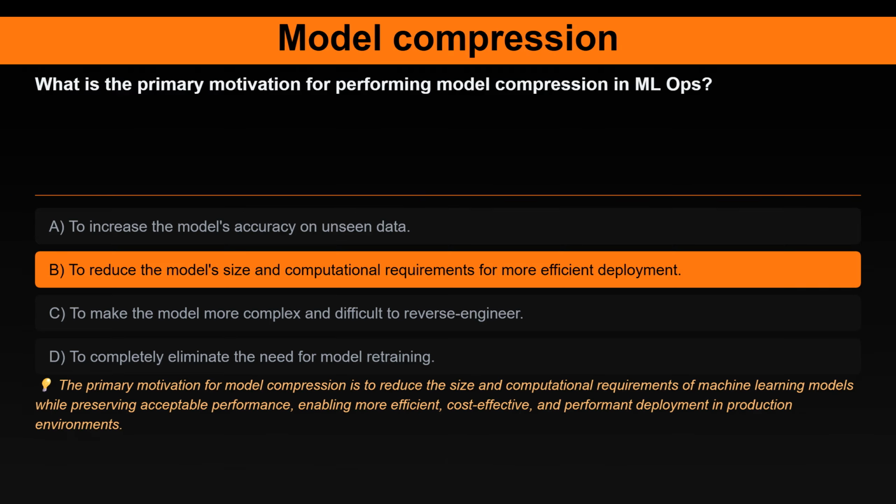The correct answer is to reduce the model's size and computational requirements for more efficient deployment. Here's the explanation. The primary motivation for model compression is to reduce the size and computational requirements of machine learning models while preserving acceptable performance, enabling more efficient, cost-effective, and performant deployment in production environments.